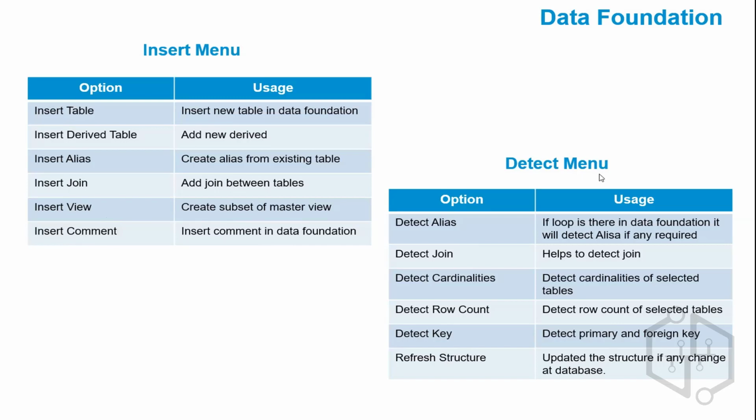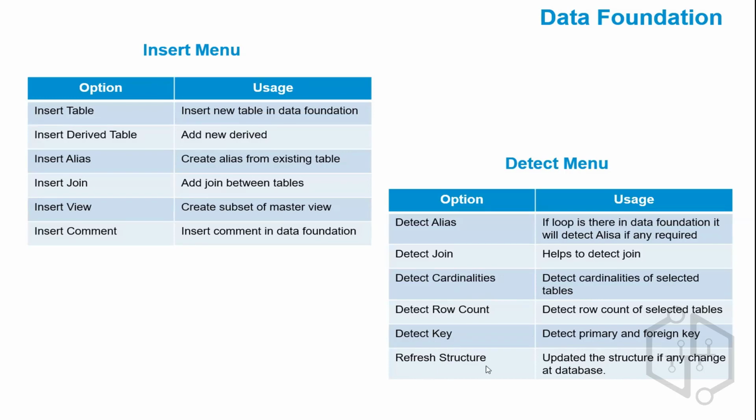We also have a detect menu in our data foundation. It will automatically detect things. If we are not sure which join to put and we use detect join, the tool will suggest some joins. But it is always recommended to go as per our requirement, though sometimes we can use this detect join. And detect cardinalities, we always use this, like 1 to n or n to 1. The tool automatically detects it. Detect row count, detect key. If we are not sure of the primary key and foreign key of some tables, if we click on detect key, it will suggest them.